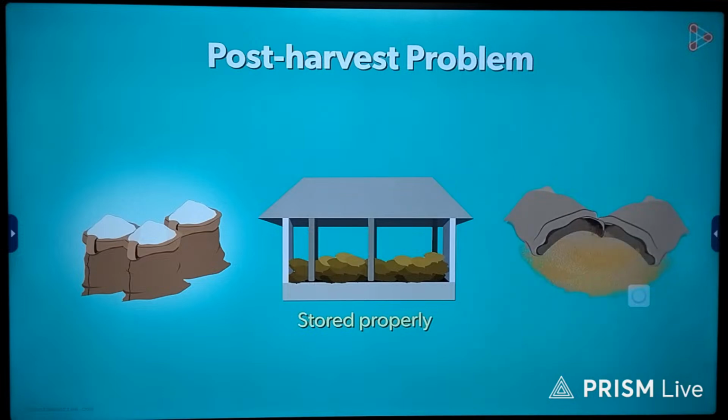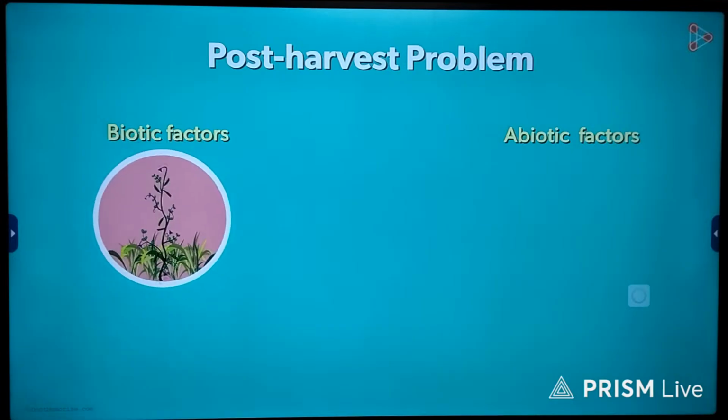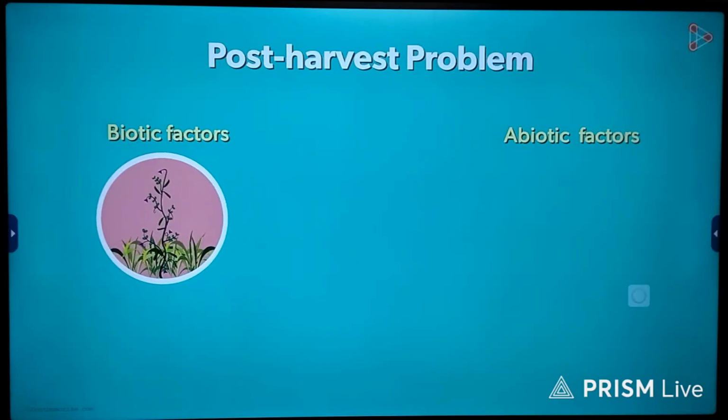When grains are not stored properly, it could lead to major losses. What kind of damage can be caused while storing grains? There are two major threats to crops while storing them. The biotic factors and the abiotic factors are the two threats. What do the biotic factors include?